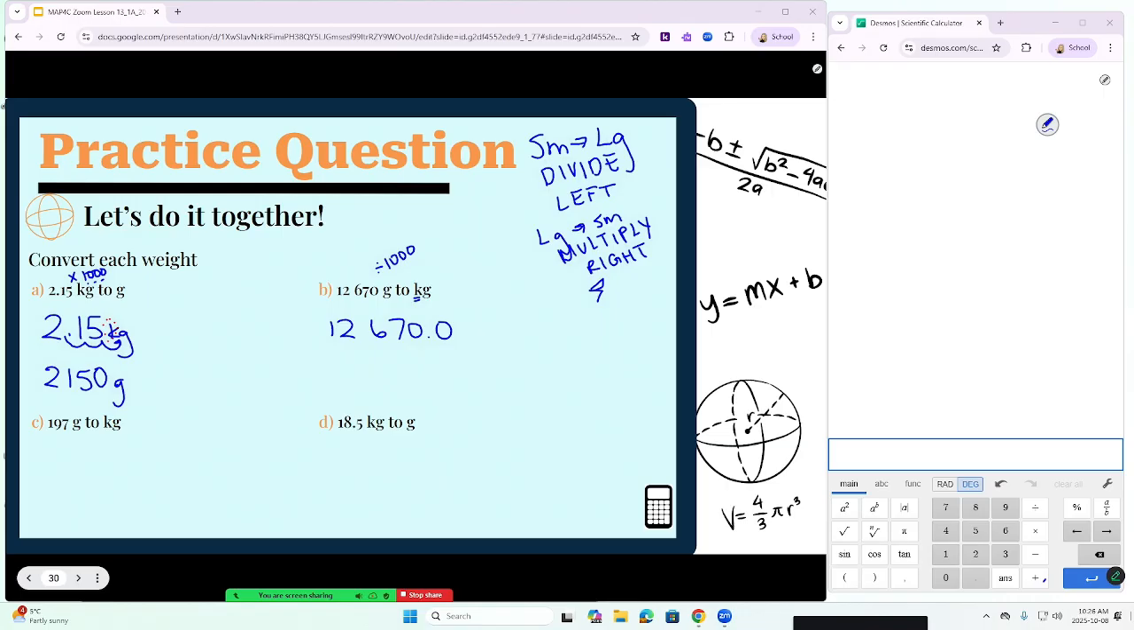And we're moving our decimal place to the left 3 spots because there are 3 zeros in 1,000, or 3 steps to get from kilogram to gram. So we move to the left 1, 2, 3 spots, putting our decimal at 12.670, or just 12.67. Now you don't need that placeholder at the end. You can just leave it as 12.67 kilograms. Always include those units of measurement.